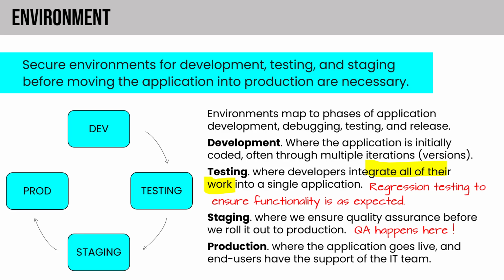And then production is where the application goes live and end users at that point have the support of the IT team as it's now a production service. And based on production use of the application or service, we'll then see feedback sent back to the dev team, and they will potentially iterate into future versions of the application, new services, features, etc., or bug fixes potentially.